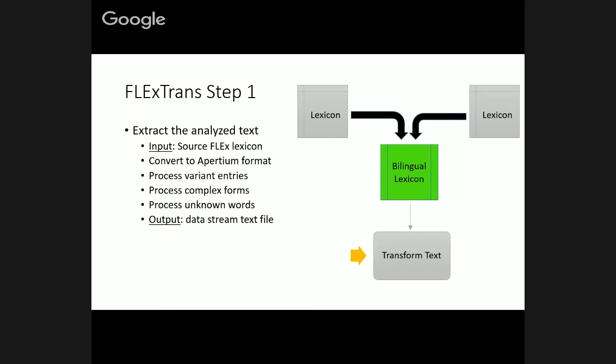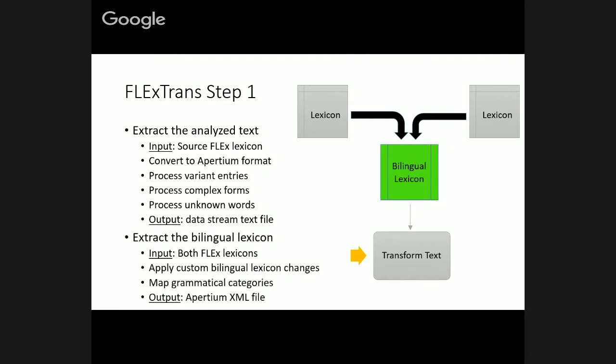Okay, first you have to extract the analyzed text. So what you did in Flex has to be pulled out, and it has to be pulled out in a format that Apertium can read. So that's what this module does. Apertium is used to working with text files, so the first module does that. Also, you need to extract a bilingual lexicon, and that comes out of the links that we just talked about creating. And that comes out as an XML file, which Apertium needs in its transfer process.